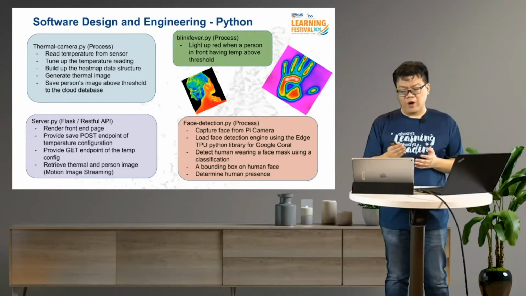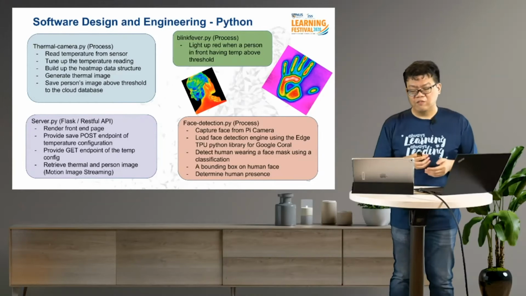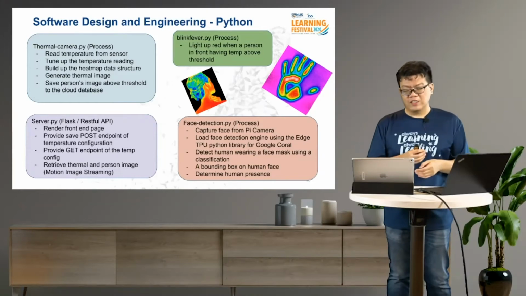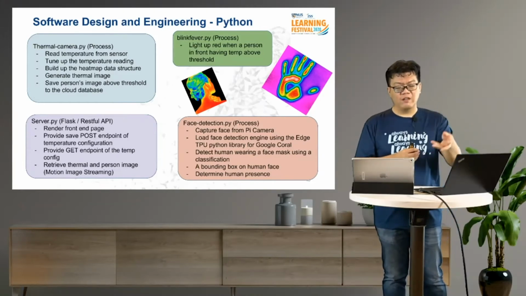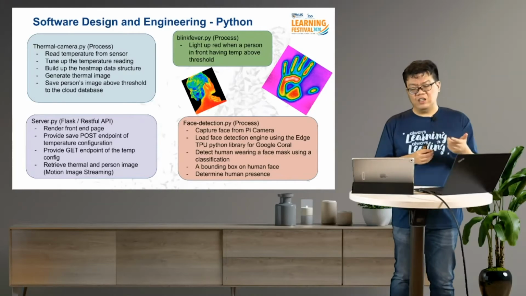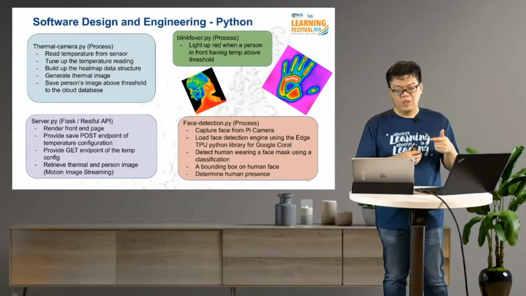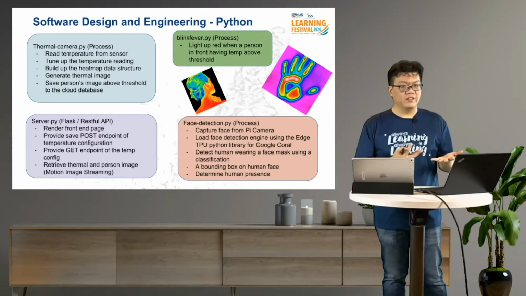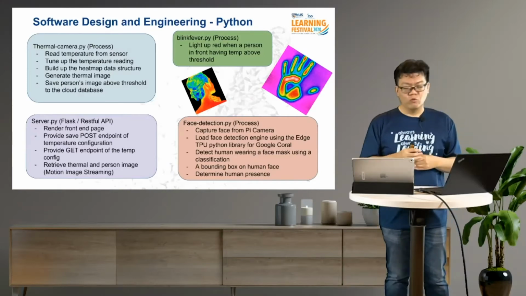And the third program is a blinking program, I call it the blink fever Python program. It detects whoever is standing in front of the device and whether he or she has a fever. If so, this program will blink red. If not, the program will blink green, and he or she can enter the building or the room.